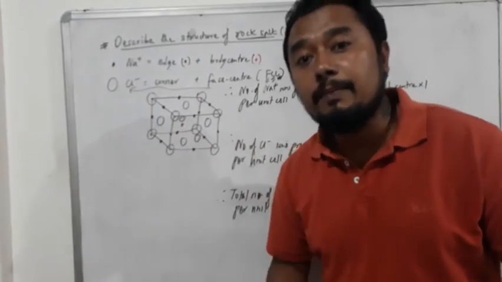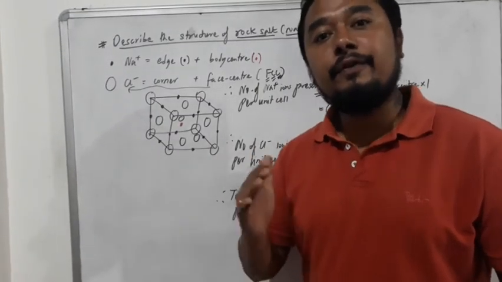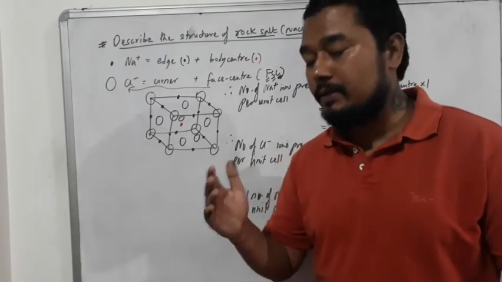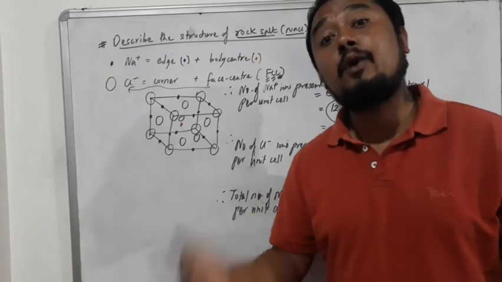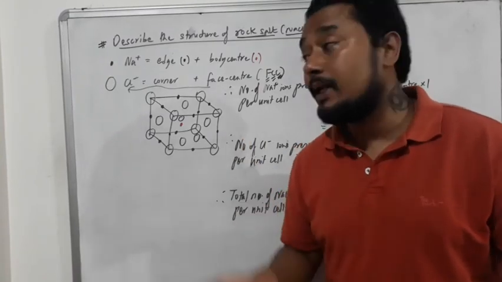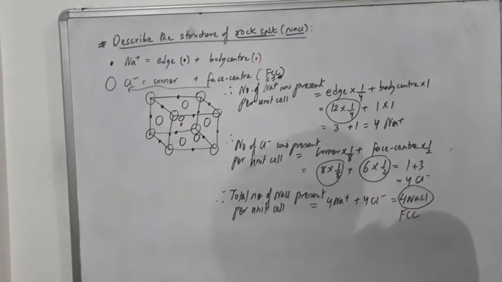So what are the remaining places we have? That is edges and body center. If face and corner have chlorine because of FCC, then what are the remaining places? Edges and body center. So in edges and body center, who will be present? Sodium. That is how you can remember, students.